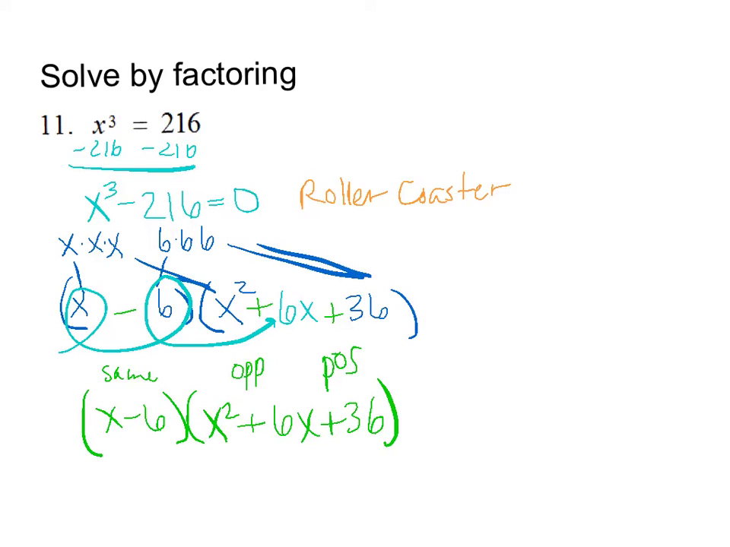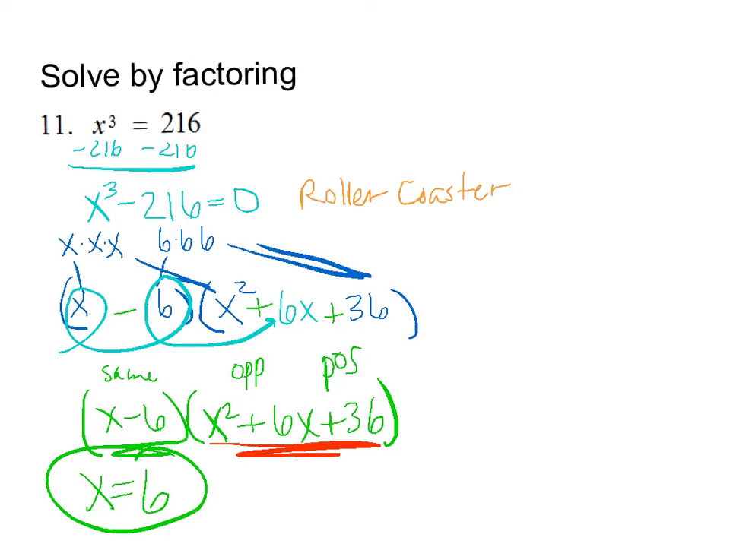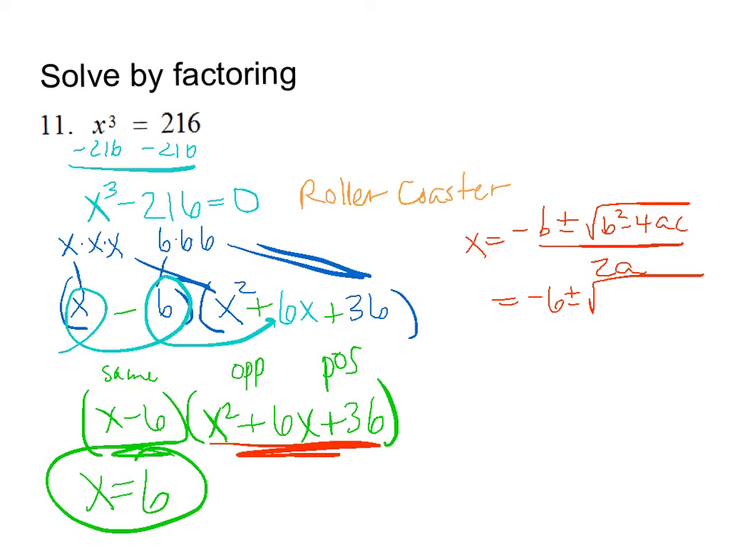Now, at this point, I take my x minus 6 and I solve it and say, okay, well then x equals 6 is one of my solutions, one of my zeros. But for this part here, I have to use the quadratic formula. So let's get that written down. I have x equals opposite of b plus or minus square root b squared minus 4ac all over 2a. So I'm going to plug in.